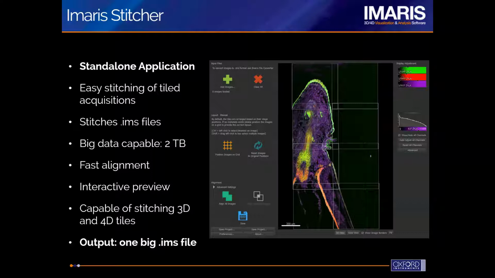As an input, Stitcher accepts Imaris .ims files, and its installation comes with the Imaris file converter to help you convert your images before processing. As an output, you'll get one nice big .ims file that can be directly opened in Imaris for further visualization and image analysis.